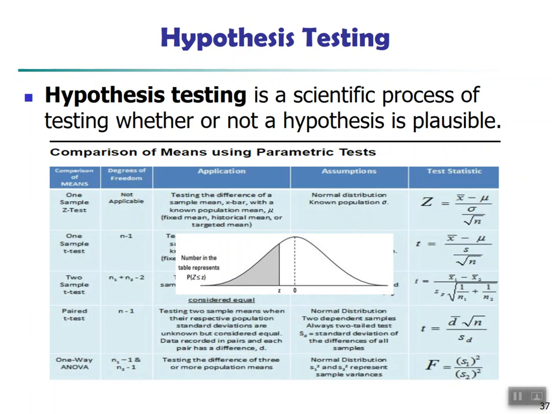So there are many hypothesis tests, but all of them have a test statistic, and this test statistic follows a certain distribution. So for the example of testing a sample mean against the population mean, this can be done using the Z statistic. This Z score follows a normal distribution.